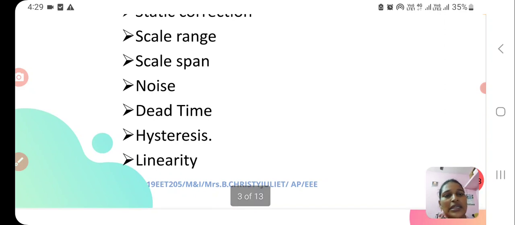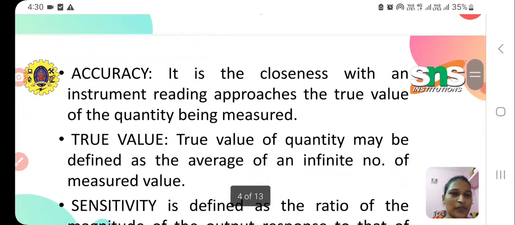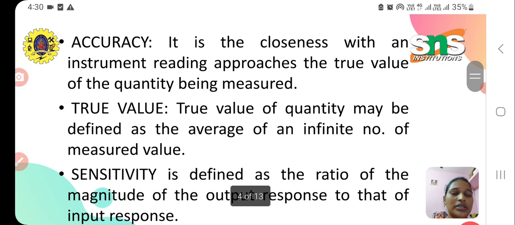These are the various terminologies or the static characteristics of a measuring instrument. So let's see them one by one in a detailed manner. First, let's see what is meant by accuracy.